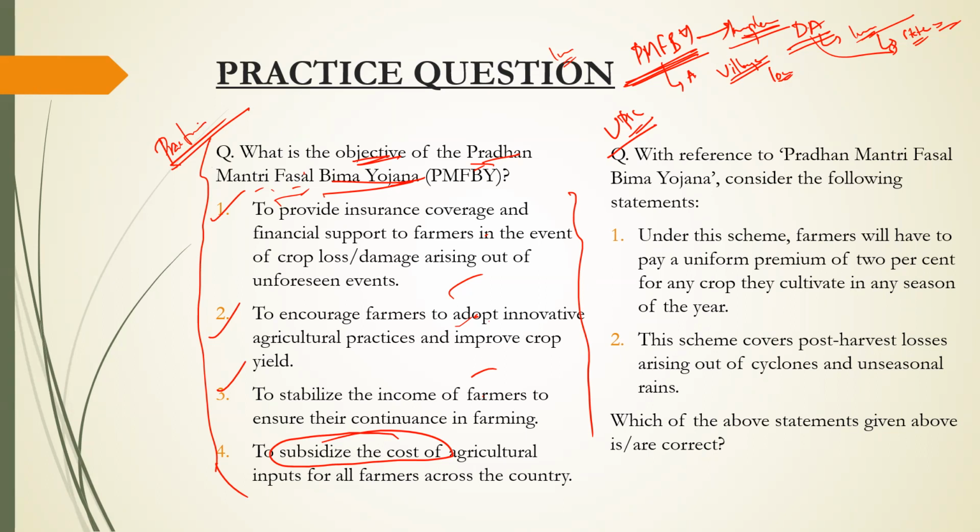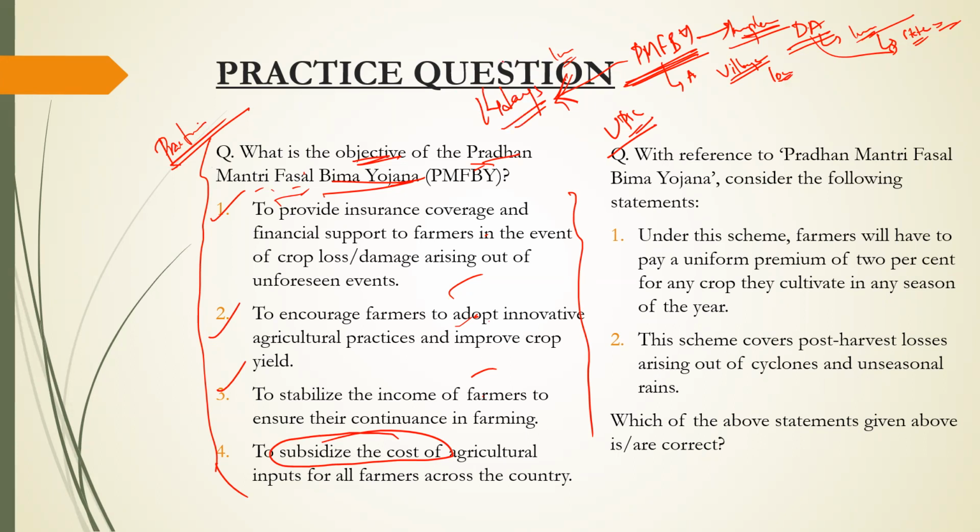Now which risks are covered here? Past yield data is there. Yes. Post harvest also. Post harvest losses are covered up to a period of 14 days. Exactly, Mirza. A maximum of 14 days you can claim.